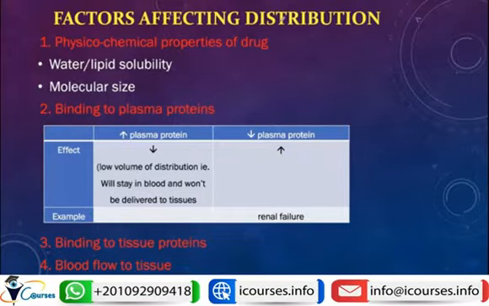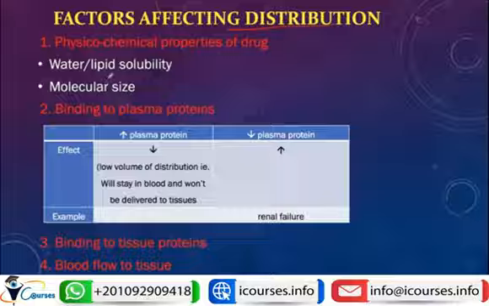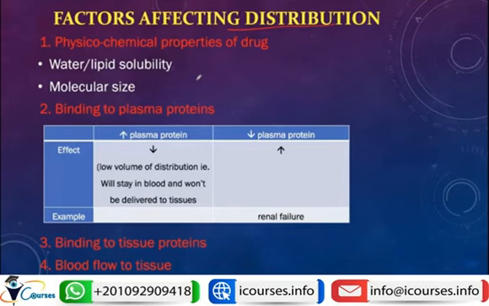So as we talked about the factors controlling the diffusion, we need to know the factors that will control the distribution. Again, the physical and chemical properties of the drug, whether it is water soluble or lipid soluble. As I told you, some organs have a lipid cell membrane, and this lipid cell membrane will favor the diffusion and distribution of the lipid soluble drug.